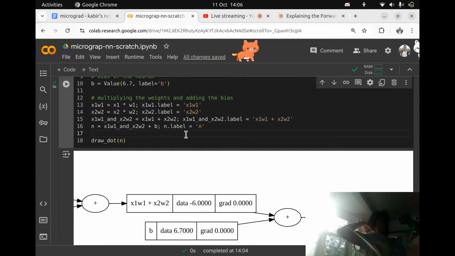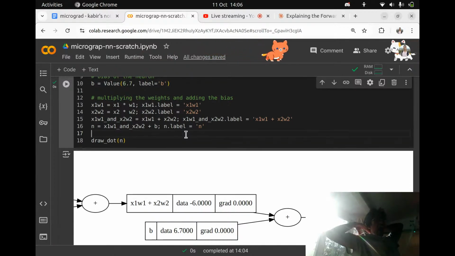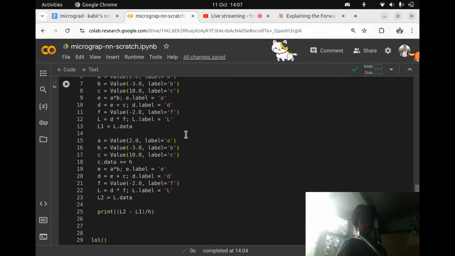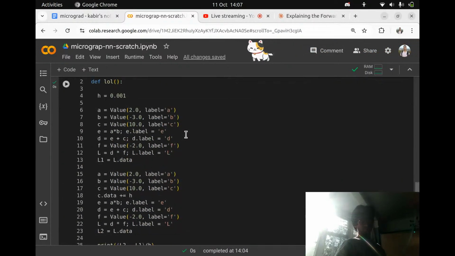So we're going to cluster up all of this expression, and we're not going to break it down to its atomic pieces. We're just going to directly implement tanh. So let's do that. Def tanh, and then out will be a value of, and we need this expression here.